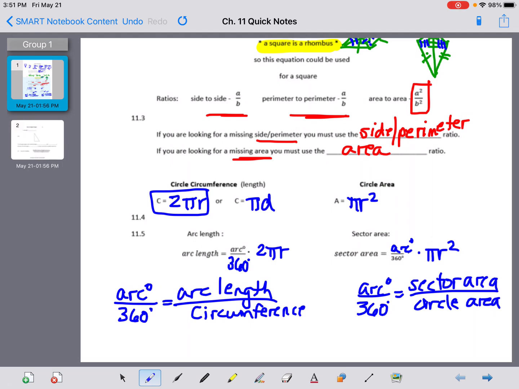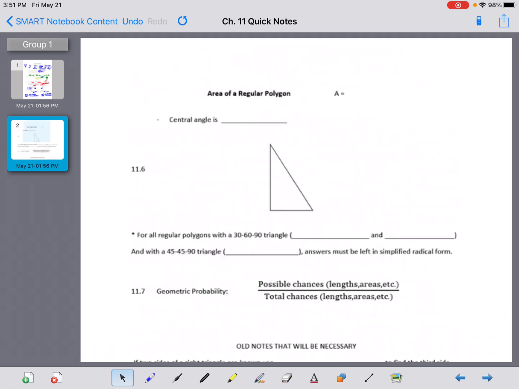All right, let's flip it over and go to our favorite section, right? 11.6. I like that section anyways. All right, 11.6 is area of a regular polygon. And our formula is area equals 1/2 apothem times perimeter, okay?